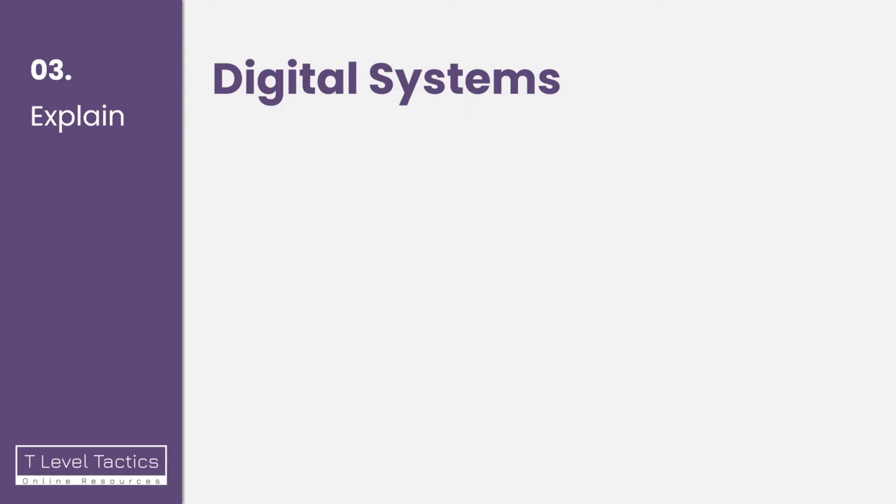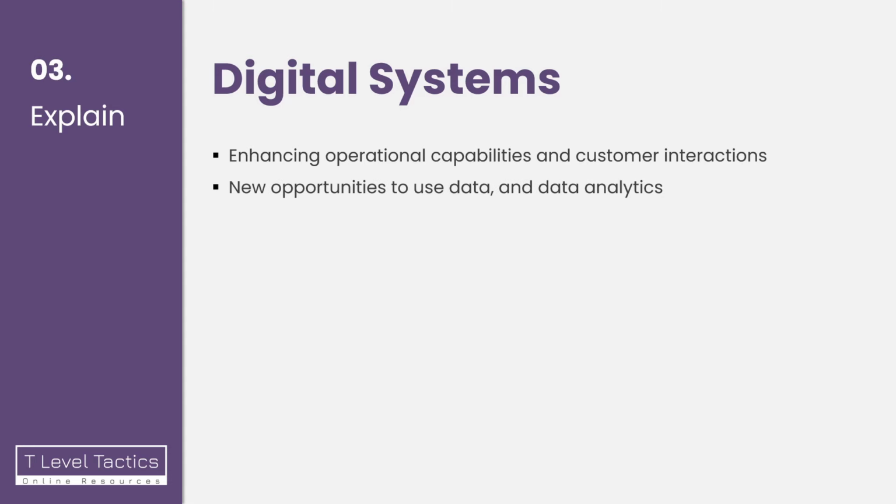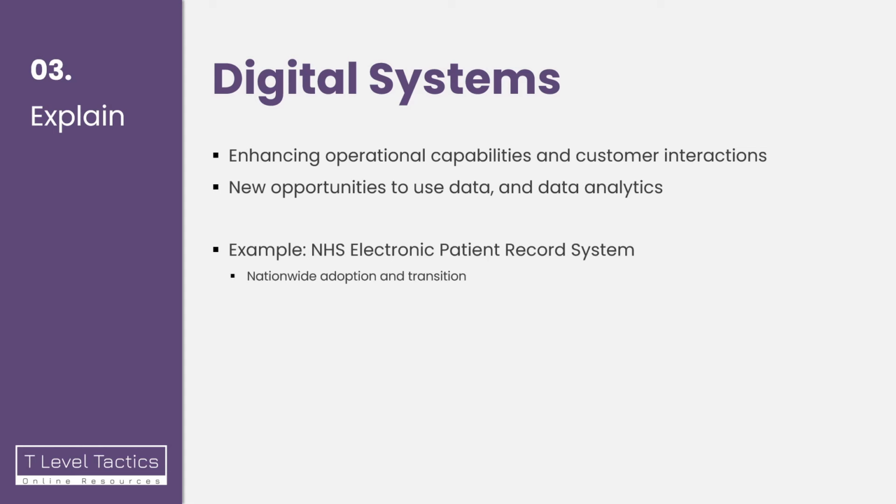In terms of digital systems, we can enhance operational capabilities and customer interactions. We could look at new opportunities to use data and data analytics. There's an example of this in the NHS in the UK, where they implemented an electronic patient record system. It was a nationwide adoption and transition to this system that started in 2014. Over £2 billion were spent on this change. It took a long time, but now 90% of NHS trusts are all using this electronic patient record system.